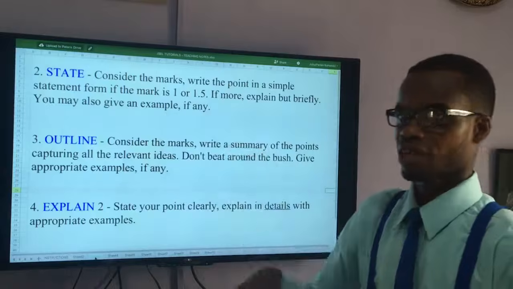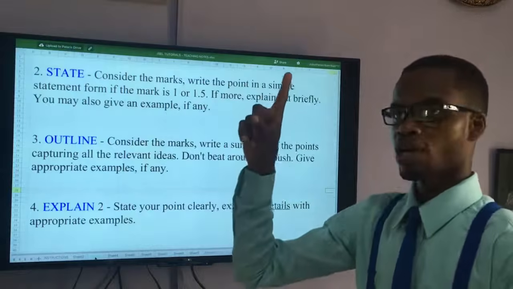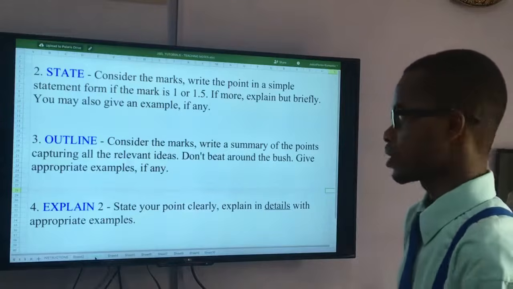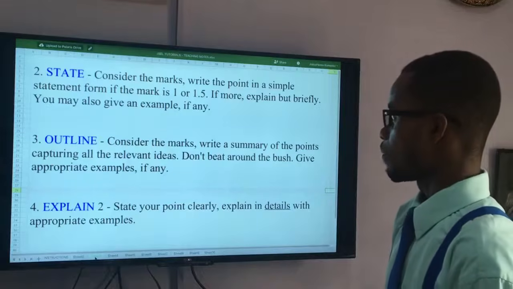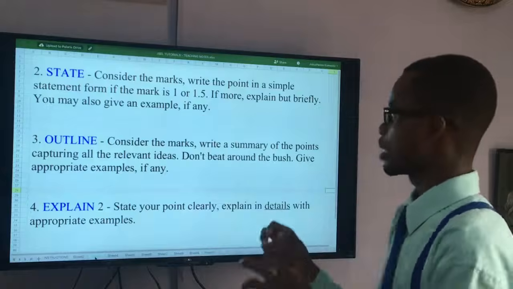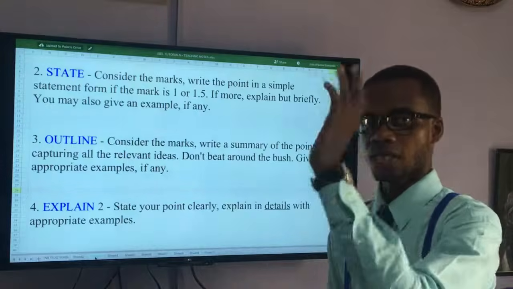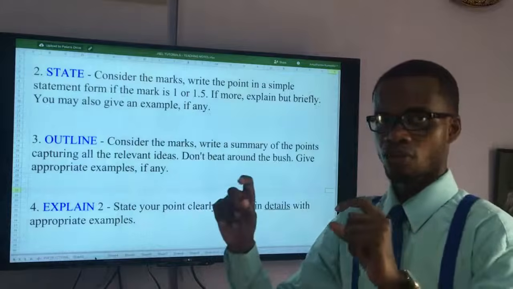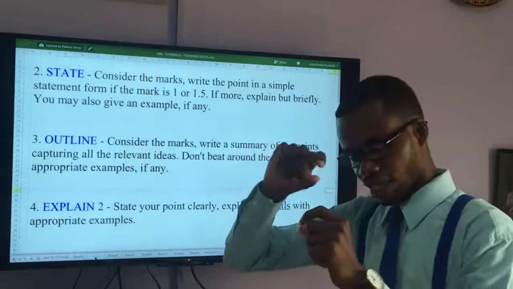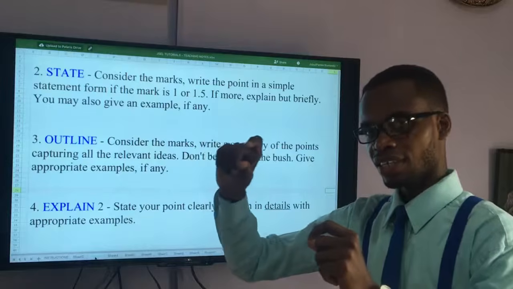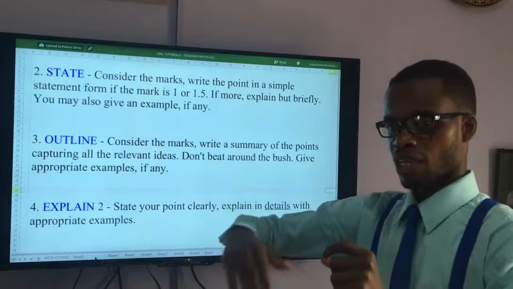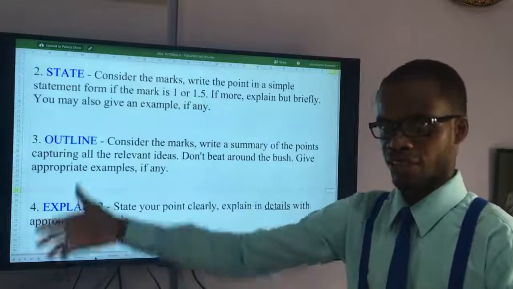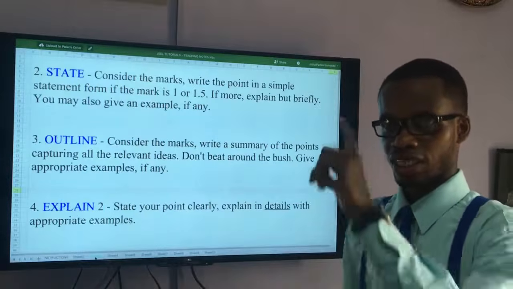When it is 6 marks, it means that each carries 1.5. You still get your full mark for that. But if it happens that the mark is more, so 2 and above, with the same instruction, state, what do you have to do? You write the point in a statement form. So the constitution protects our fundamental human rights. You have done that. You are getting your 1 mark for that.